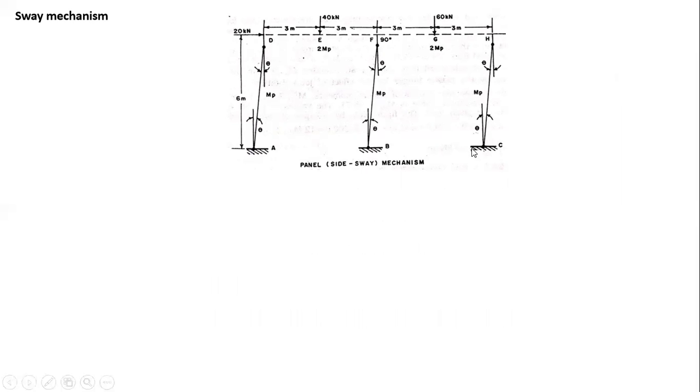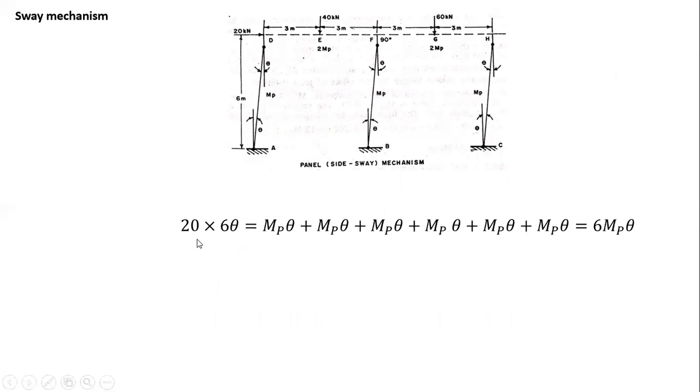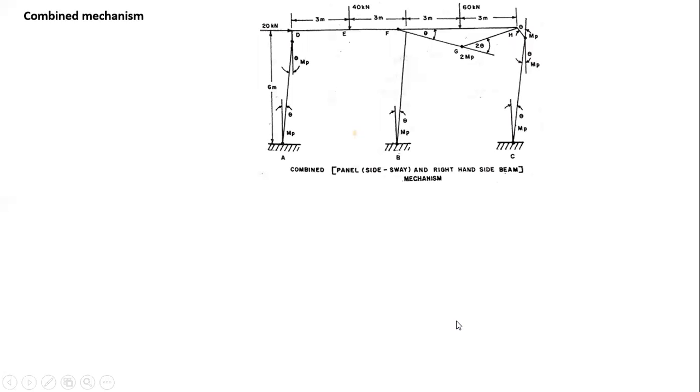Here, here, here, here. So we have 20 into 6 theta is equal to how much? 1, 2, 3, 4, 5, 6 hinges. So this is MP theta, MP theta. So these are 6 MP theta. Solve this, we get 20 kilonewton meter. Next is the combined mechanism. So this is your combined mechanism.